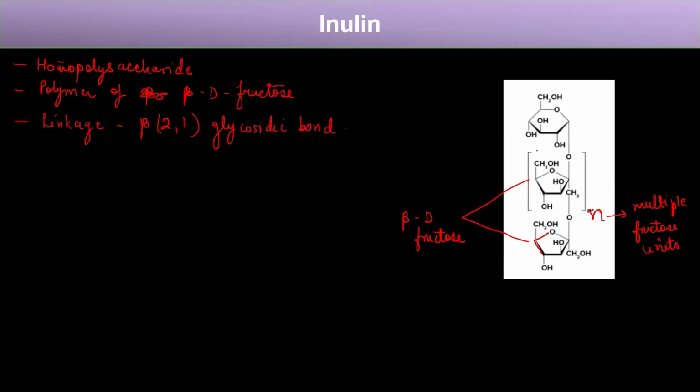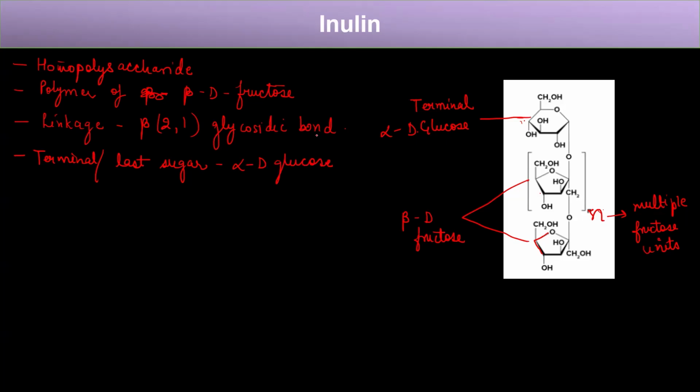The one important thing is that the terminal residue in the case of inulin, the last residue, is what? It's glucose. So the terminal residue is glucose, and that is alpha D glucose. So in the case of inulin, the terminal or last sugar is alpha D glucose.